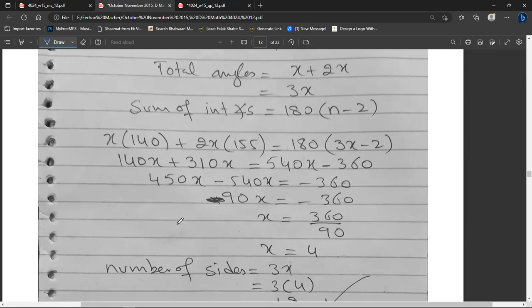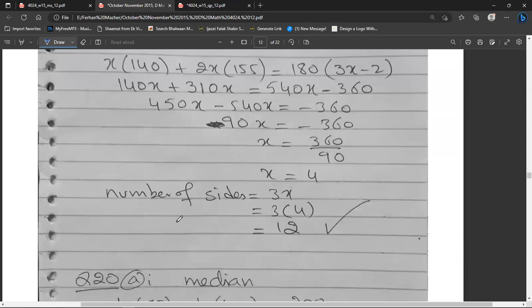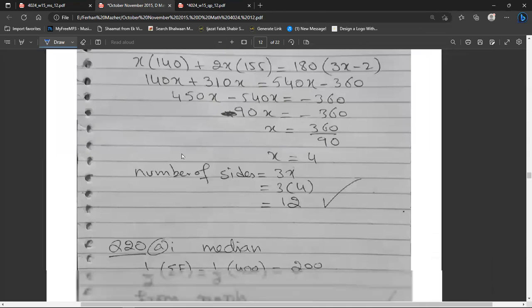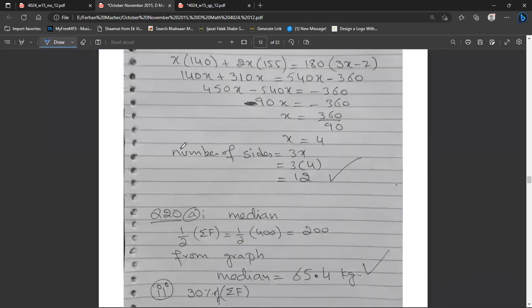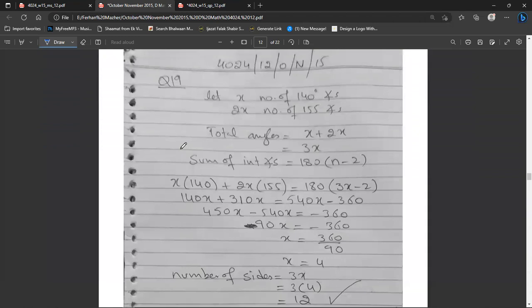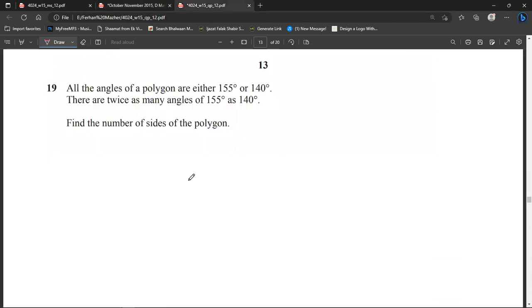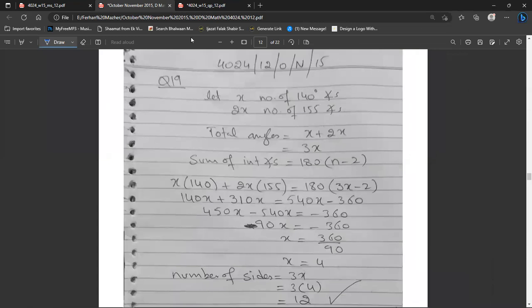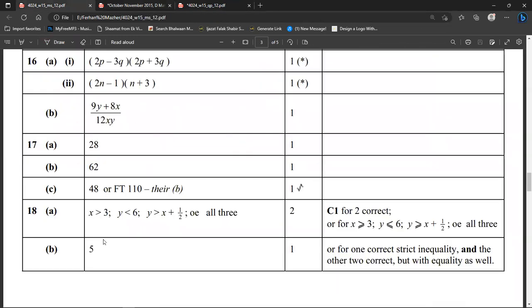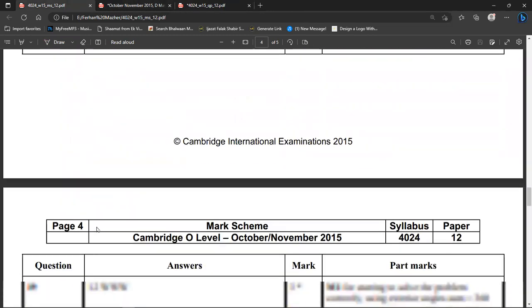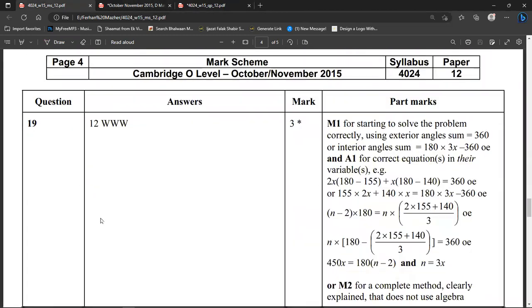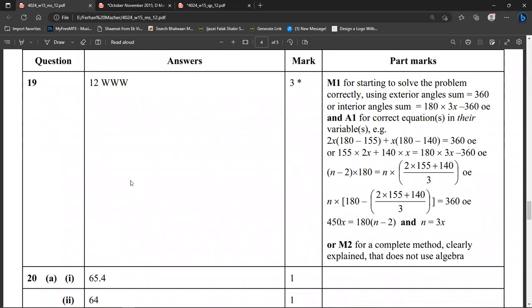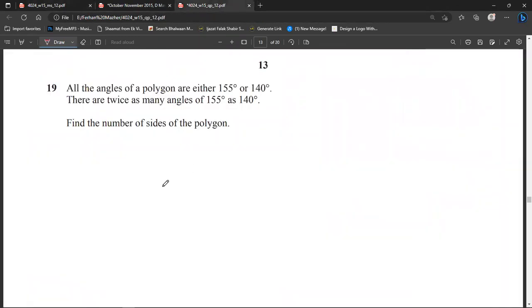Now I got the value of x. So the number of sides is 3x. So 3 into 4, that is 12. So the total number of sides or total number of angles is 12. Let me show you the whole question. It's a very tricky question, and this statement is not very simple. So there are 12 sides. This is how this is done.